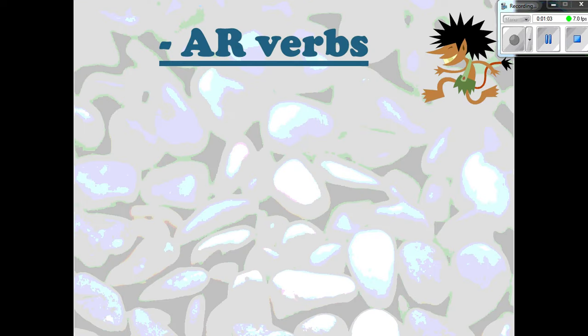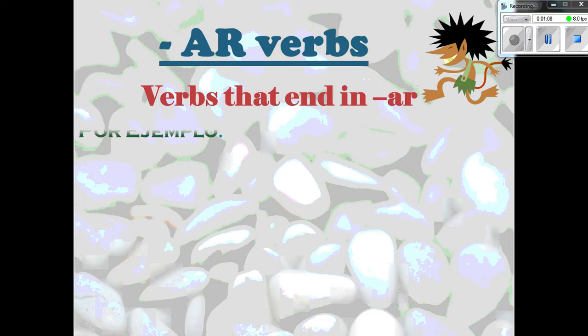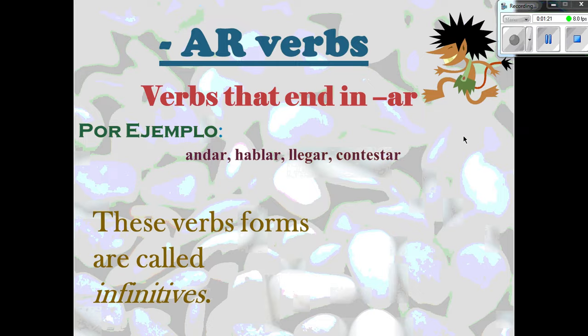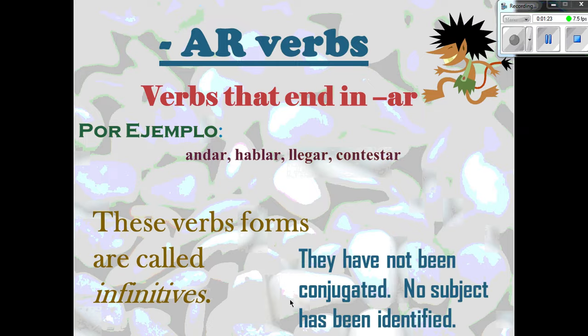Looking at some of those AR verbs, we've learned that we have three types of verbs, AR, ER, and IR. So the AR verbs that we have always end in AR. So for example, we have andar, hablar, llegar, or contestar. So andar to walk, hablar to speak, llegar to arrive, or contestar to answer. These are all infinitives. Why are they called infinitives? Because they haven't been conjugated yet. That's what we're learning how to do today. No subject has been identified, and they all mean to do something.